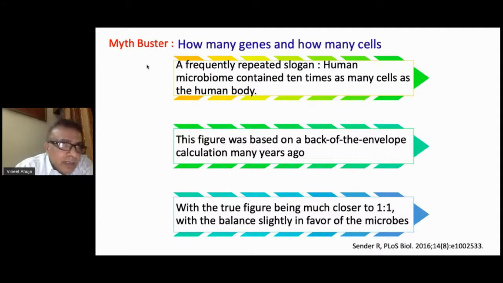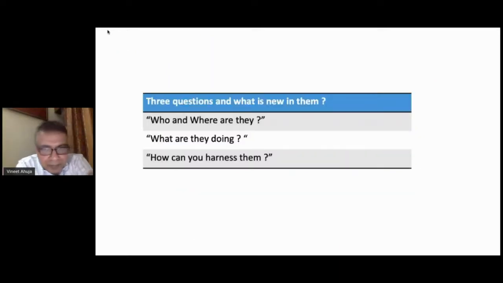But if you go a little bit and read between the lines, then you find that this figure was actually developed on the back of the envelope calculation many years ago. In fact, if you look at it properly, the true figure is much closer to 1:1, with the balance slightly in favor of microbes. So that is the first myth buster. So 3 questions, and I would focus on them. What is new in them? Who and where are they? What are they doing? How can you harness them?